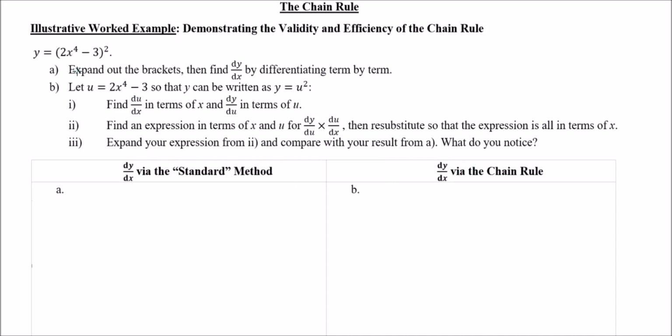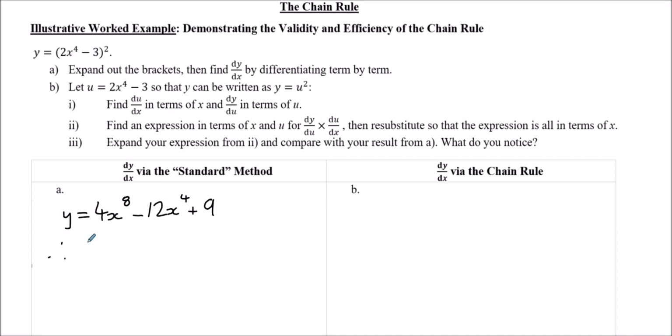So first of all, let's take this y, expand out the brackets, and then differentiate it as normal. So if y is (2x to the power 4 minus 3) all squared, then if I square out these brackets, 2x to the 4 all squared would be 4x to the 8. We then take the product of this and double it, so 2x to the 4 multiplied by minus 3 gives us minus 6x to the power 4. Double that gives us minus 12x to the 4. Finally square the last term, minus 3 multiplied by minus 3 gives us plus 9.